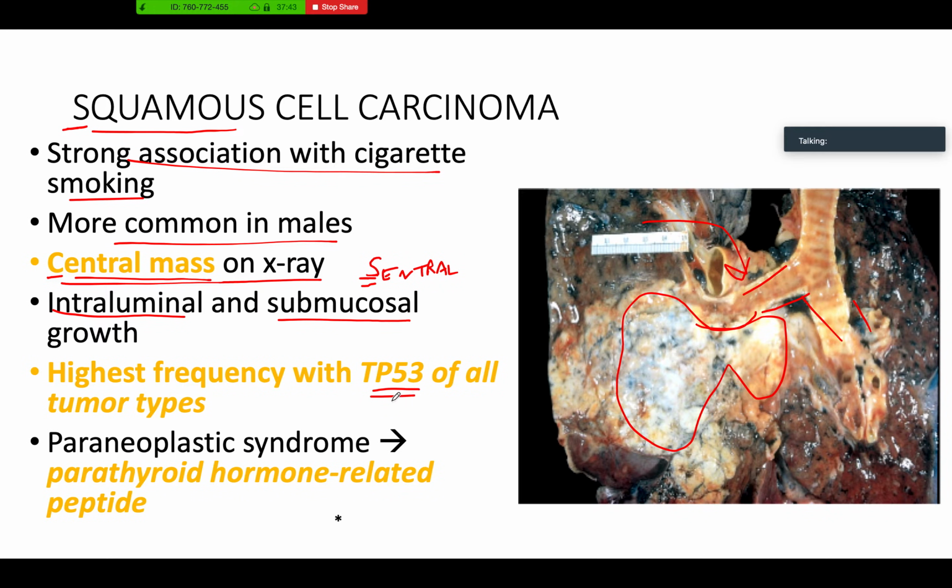And last, we have the paraneoplastic syndrome that is associated with squamous cell carcinoma: parathyroid hormone-related peptide, PTHrP. This is a protein that is created by these cancer cells. This protein looks like parathyroid hormone. So what would this manifest as clinically for our patients? What would we look for on lab work, for example?